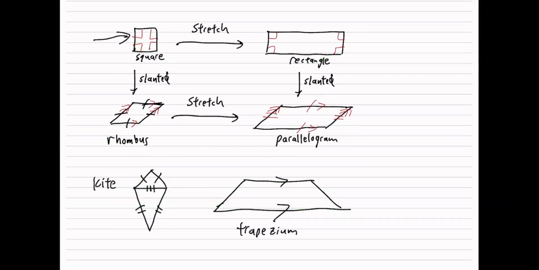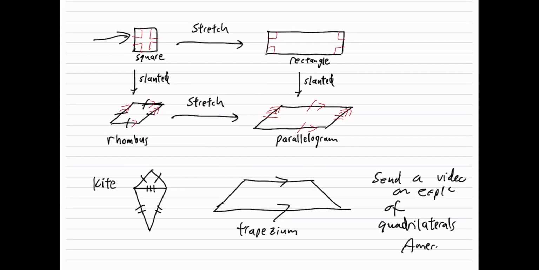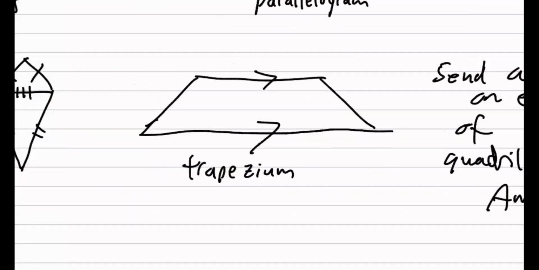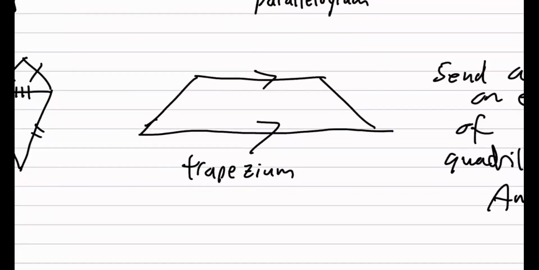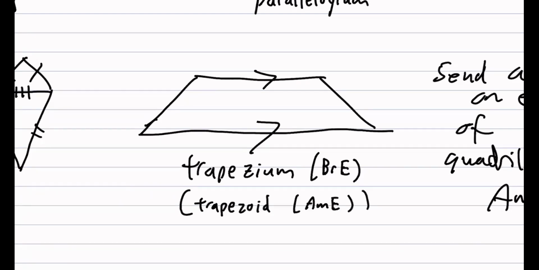Okay, I need to send you a video on the explanation of quadrilateral families. Just a thing to take note is that the video is made in America, so North America. They use different language. This is British English, trapezium. But in American English, they call this a trapezoid. Why? I have absolutely no idea. Just take note of the difference.